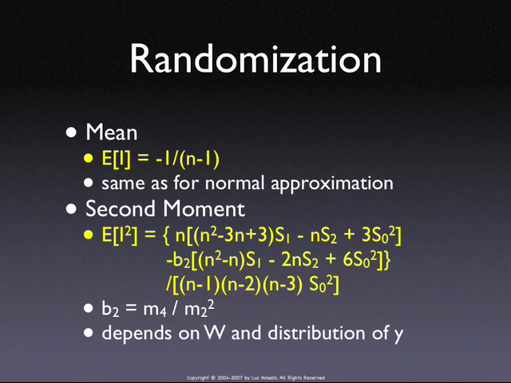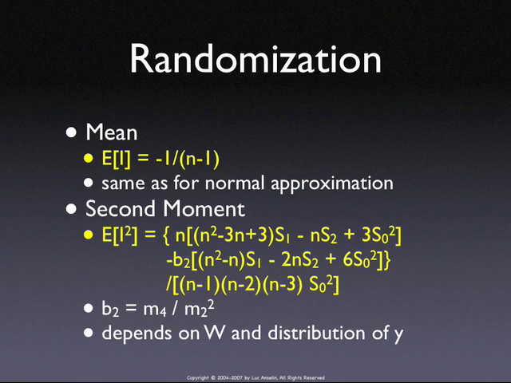So for the randomization assumption, remember what we're doing is we're assuming that the values are randomly allocated with equal probability, and then using that, we start cranking, and it's very tedious, derive what the mean is, then derive what the second moment is, then the variance, of course, follows from those two.